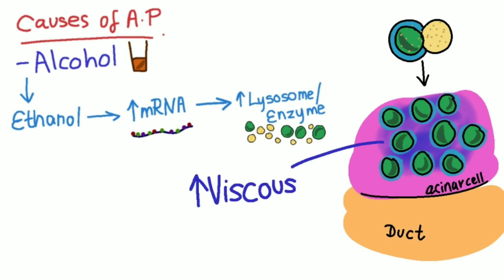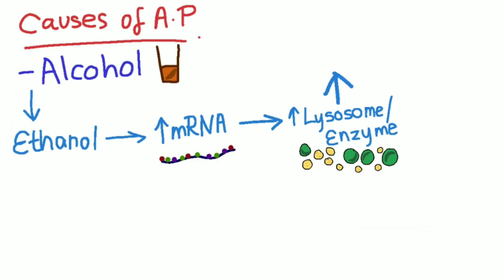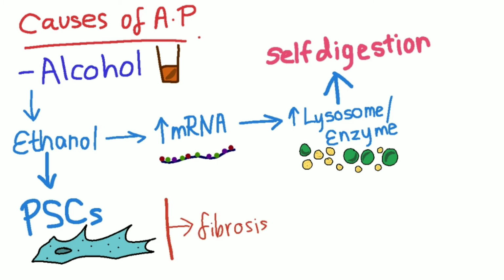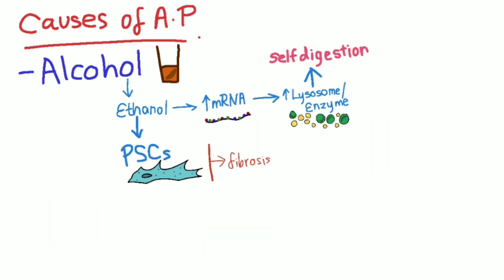It also increases the viscosity of the digestive juices due to the impairment of the secretion from the cell. All this causes self-digestion. The ethanol can also activate the pancreatic stellate cells, or the myofibroblast-like cells, present in the exocrine part of the pancreas. This directly leads to fibrosis.